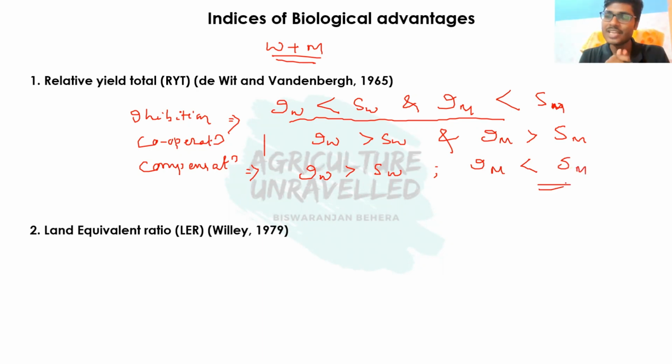Out of these three types of relationship, the most frequent one is the compensation type. Whenever there is an intercropping situation, we expect that the yield of one crop will be higher and the yield of the other crop will be lower. That is the most frequent kind of relationship observed under field conditions. Now we'll discuss different indices that measure these competitions between two crops that are grown simultaneously on the same piece of land.